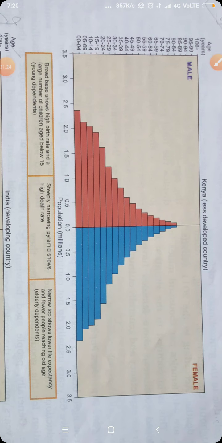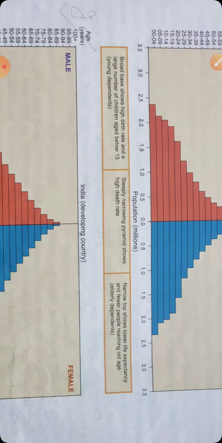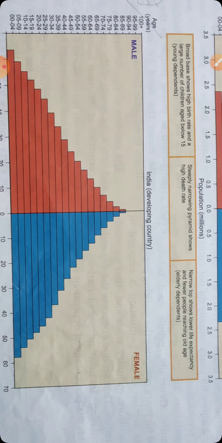There are different graphs also shown. One of these graphs shows the growth of population in developed countries, then developing countries, and then underdeveloped countries. In developed countries, you can observe very clearly that their birth rate is good and fewer people are dying. In less developed countries it is like this. In developing countries, it is like this.